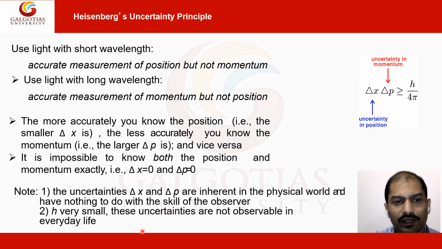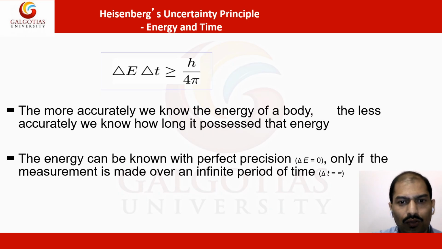And h is very small, it is 10 raised to the power minus 34. So these uncertainties are not observable in everyday life. Now you all know this is the simplest relationship; with respect to energy and time, we have to replace the position and momentum terms with energy and time. So this has the h upon 4 pi relation.